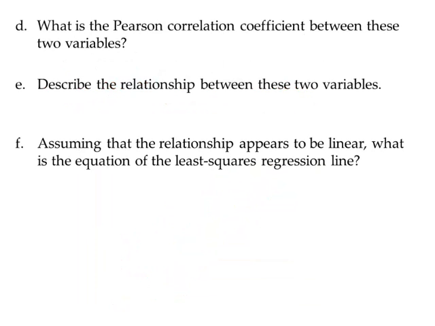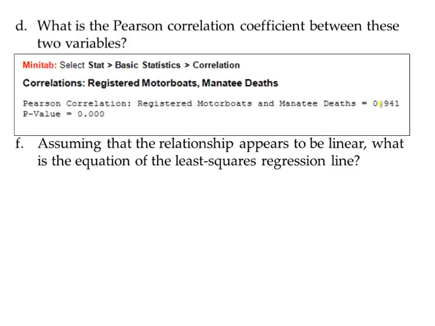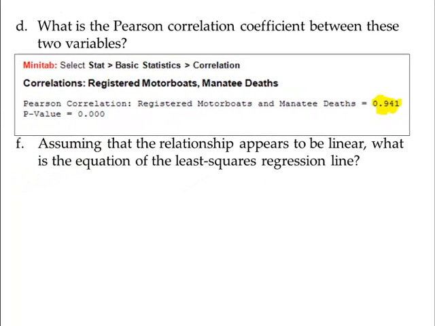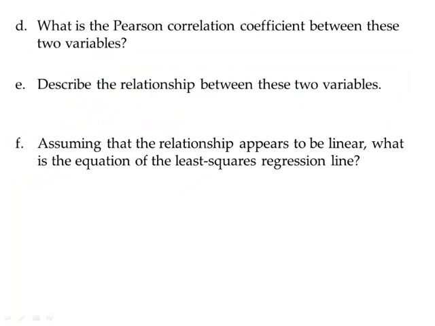Part D. What is the Pearson correlation coefficient between these two variables? If you recall, we computed this in the last video. We see that the value of R is 0.941. So the value of R is 0.941.